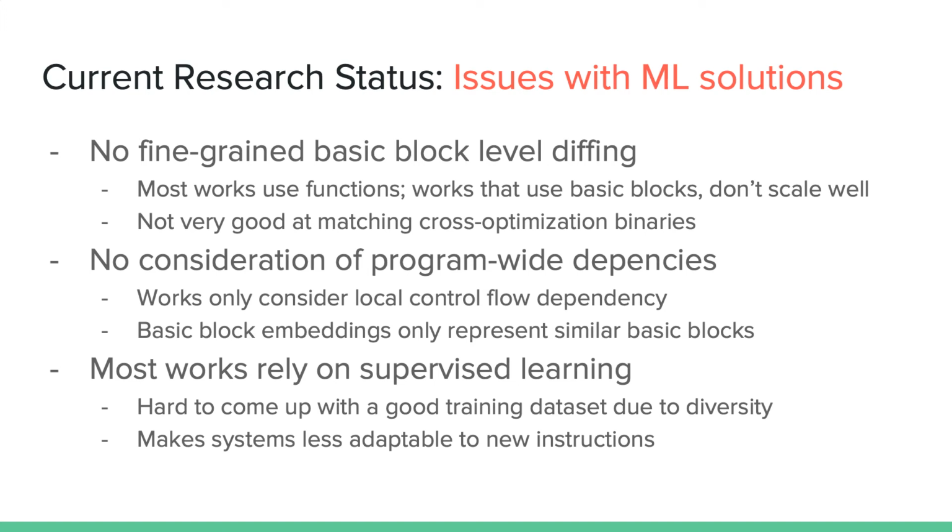They also don't consider program-wide dependencies. So they don't look at inter-function control flow. They just look at the control flow within a function. And most of the other works rely on supervised learning. One of the biggest issues with supervised learning for this type of workload is that it's really hard to come up with a good comprehensive data set, because binaries can be so diverse, right? There's no "this is a correct data set" kind of thing available out there.